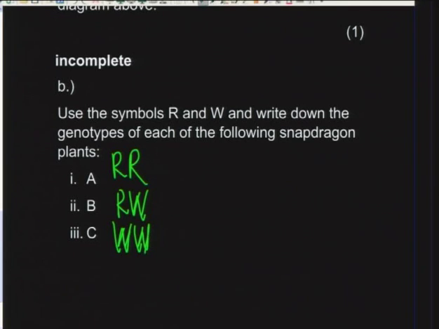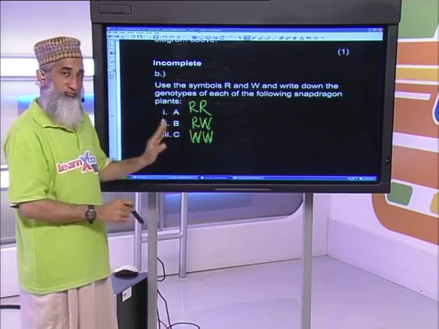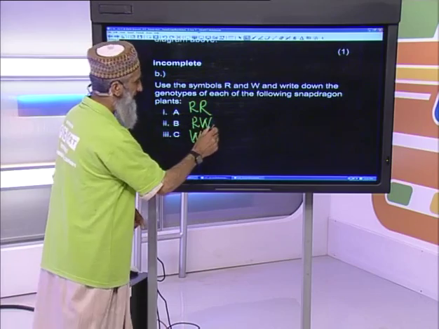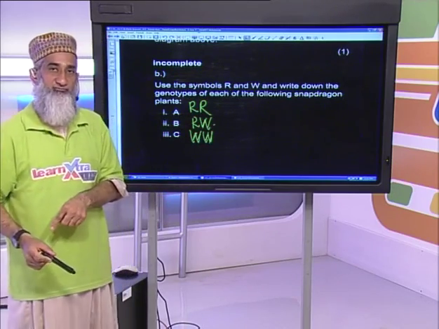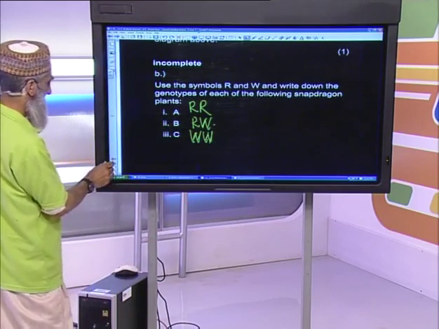Now, you can use the same question, and we change that and we make it now codominance. Everything else will change. The genotype won't change, but the phenotype, this is still going to be red, that is still going to be white, but this one will be red and white. But in incomplete, it's pink. It's a new color. Remember that.